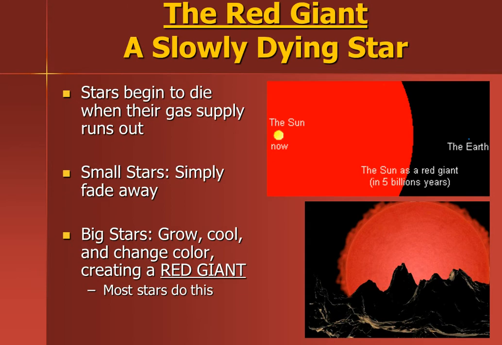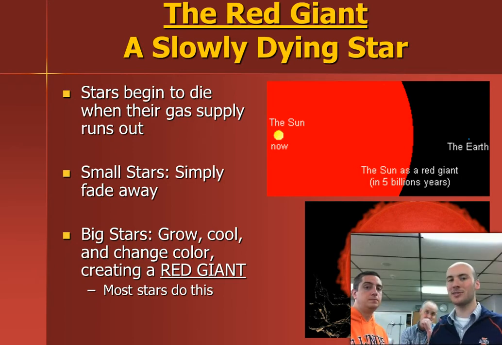Most stars expand into red giants. Because not that many stars are really that big. The main stars, or the most common stars, expand to what's called red giants. They get bigger. You can see from that chart.